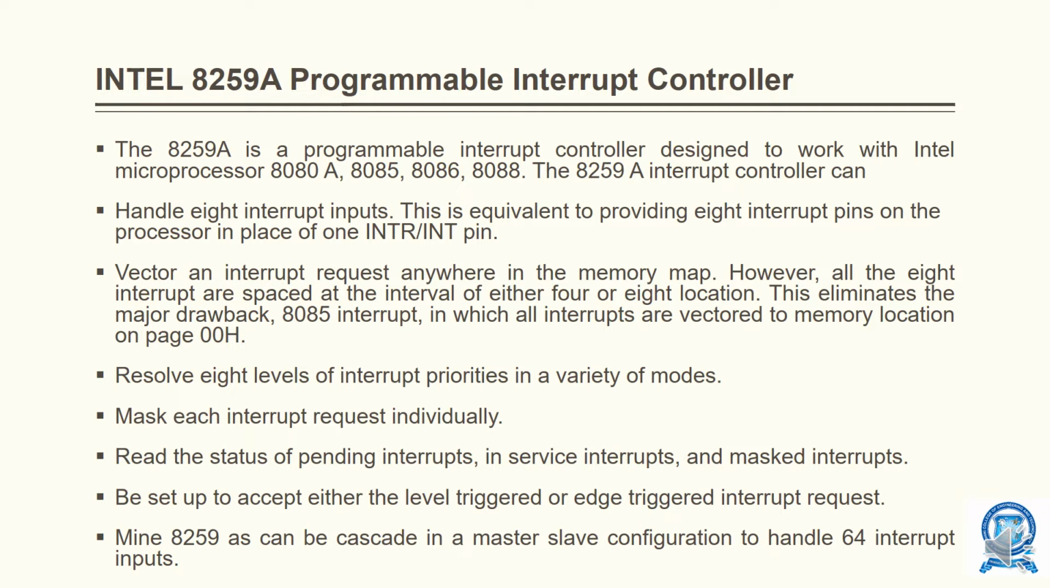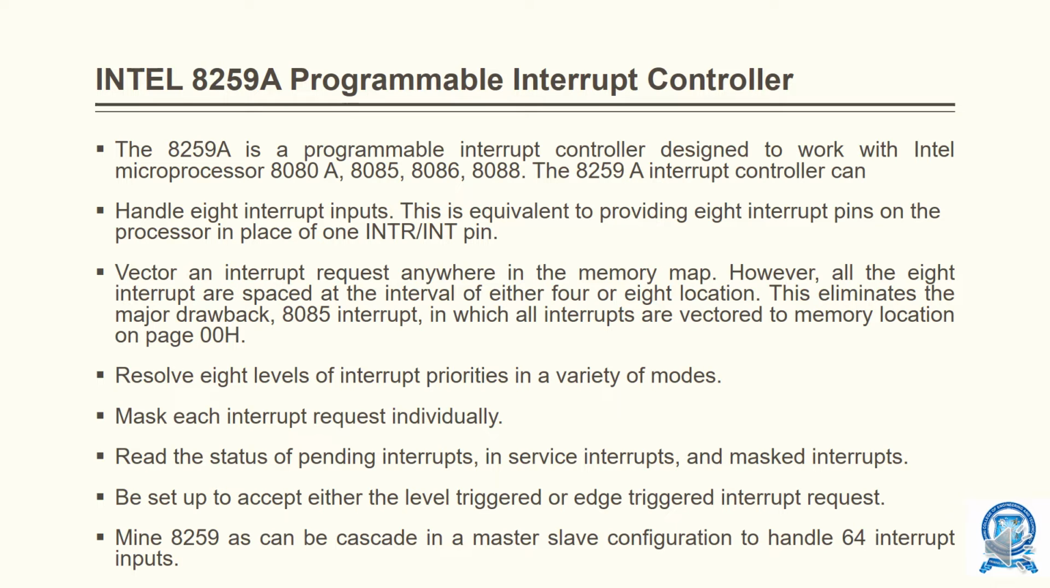8259 is a programmable interrupt controller designed to work with Intel microprocessors 8080, 8085, 8086 and 8088. This controller can handle 8 interrupt inputs. This is equivalent to providing 8 interrupt pins on the processor. So instead of adding 8 pins, we can connect this IC. So it is similar to that.